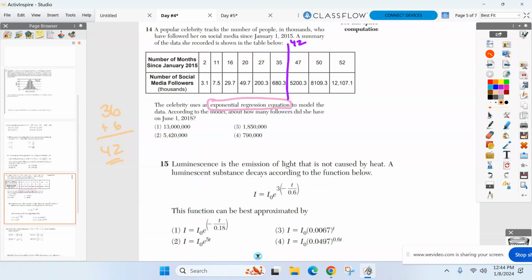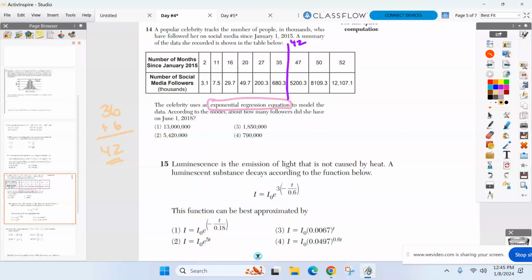And this is why I say you could eliminate 2 answers, because 2 of those answers don't fall between these 2 numbers. There's a lot going on in this problem. First, you had to figure out there's 42 months going on. Now, does that mean that she had 3.1 followers the first month or after 2 months? No, it's in thousands. They didn't just write the full number. They just put it in thousands. So 680.3, that's in thousands. How many followers is that actually?